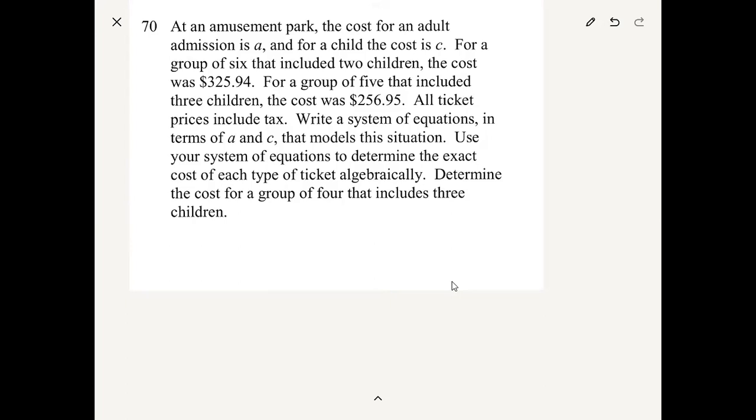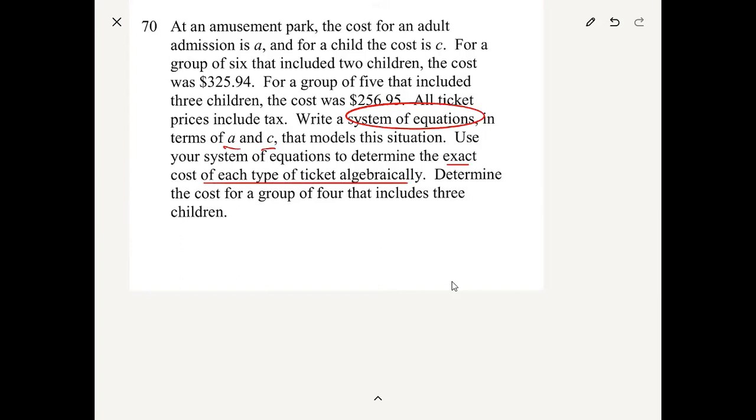And then it says write a system of equations in terms of A and C, which is the adult ticket price and the children's ticket price, to model this situation. Use your system to determine the exact cost of each ticket algebraically. We're not going to do it algebraically. We're going to do it graphically. And then it says determine the cost for a group of 4 that includes 3 children.